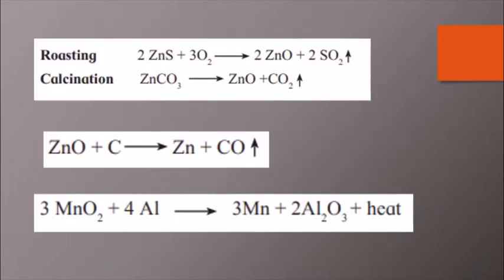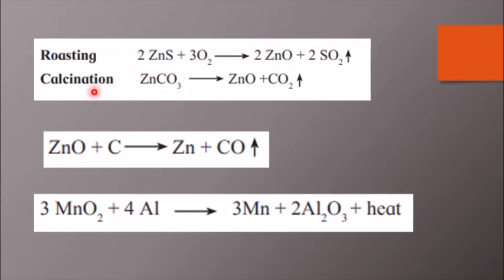So there are two processes, roasting and calcination, if you have to convert the sulfides or the carbonate to oxides. Roasting is done to convert sulfide. Here we have zinc sulfide. Zinc sulfide, with the help of the roasting process, can be converted to zinc oxide. So we got zinc oxide with the process of roasting.